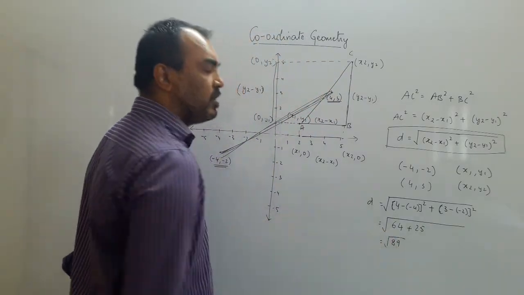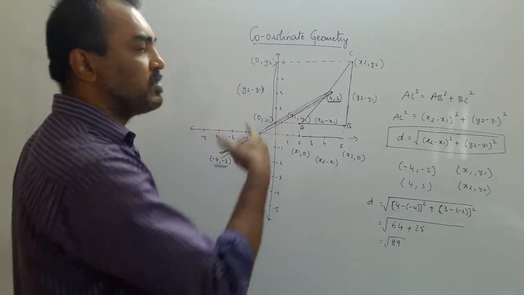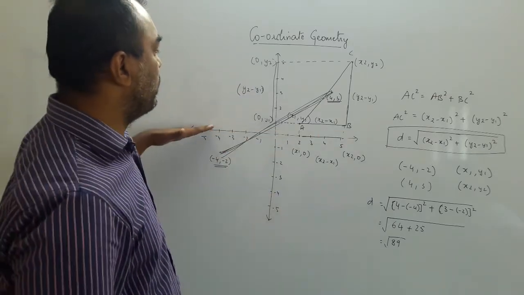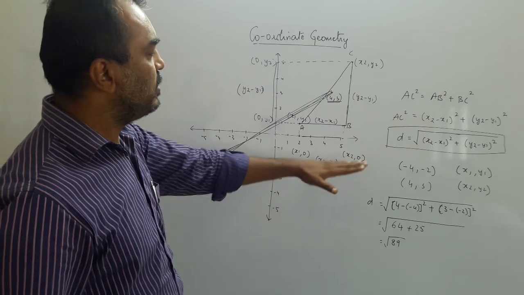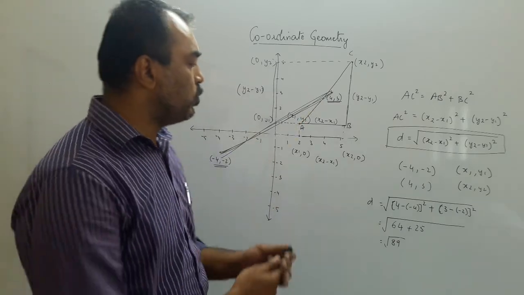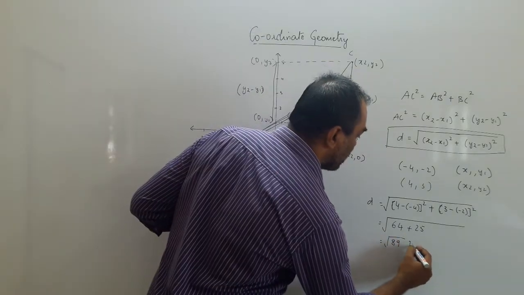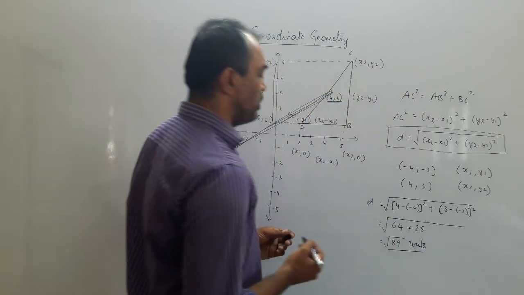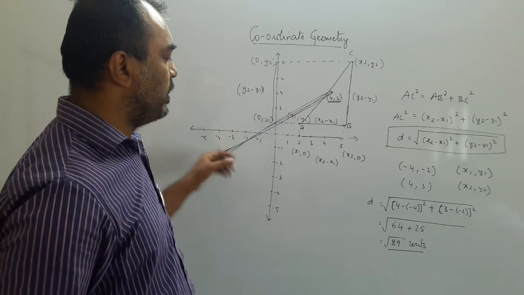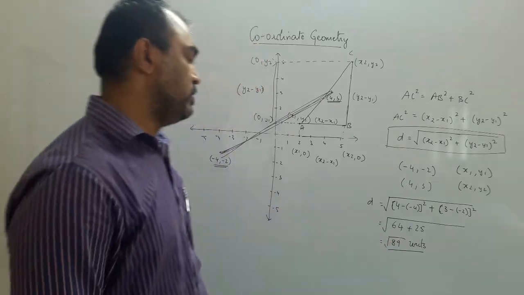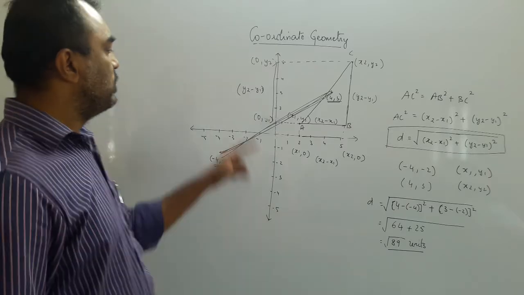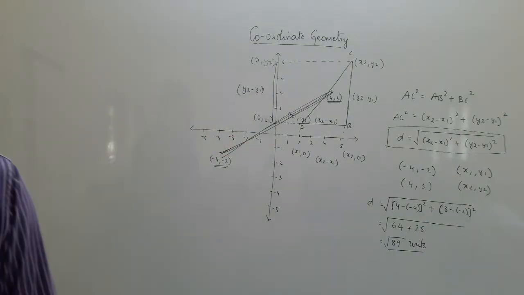So this is an irrational number, but still we can have the distance within the real numbers. Any irrational number can also be shown on the number line. So the distance between these 2 points is root 89. And no centimeter or meter is given, so we write just units. So the distance between these 2 points is root 89 units. So have you understood how to find the distance between 2 points of 2 coordinates? So this is one formula.